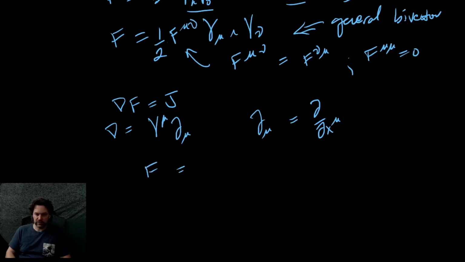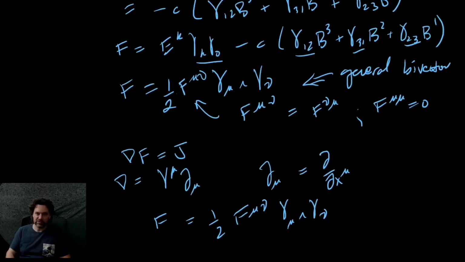F is half of all the possible... F is a general bivector in the spacetime algebra. We don't know what it is. We have to solve for it. And we know that it's related to electromagnetic fields in this very specific way. So here is how F is related to the electromagnetic fields. We'll return to this in just a sec to understand it.